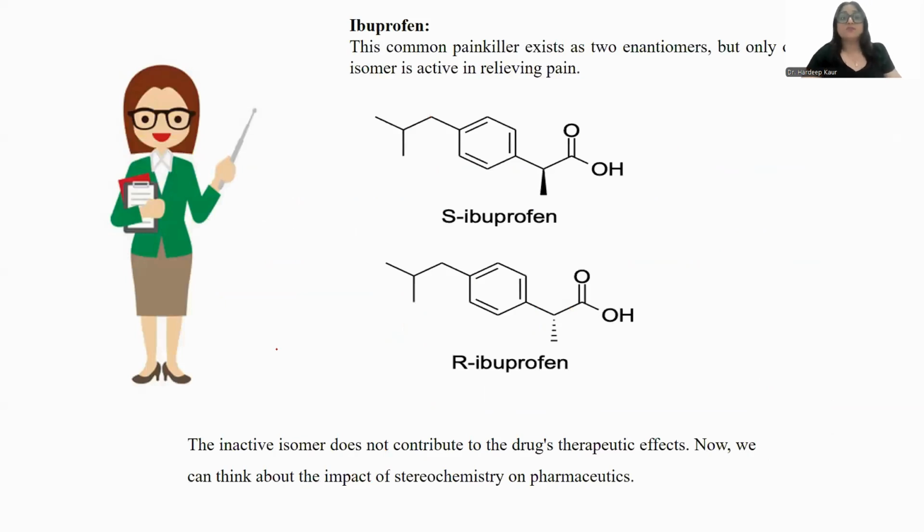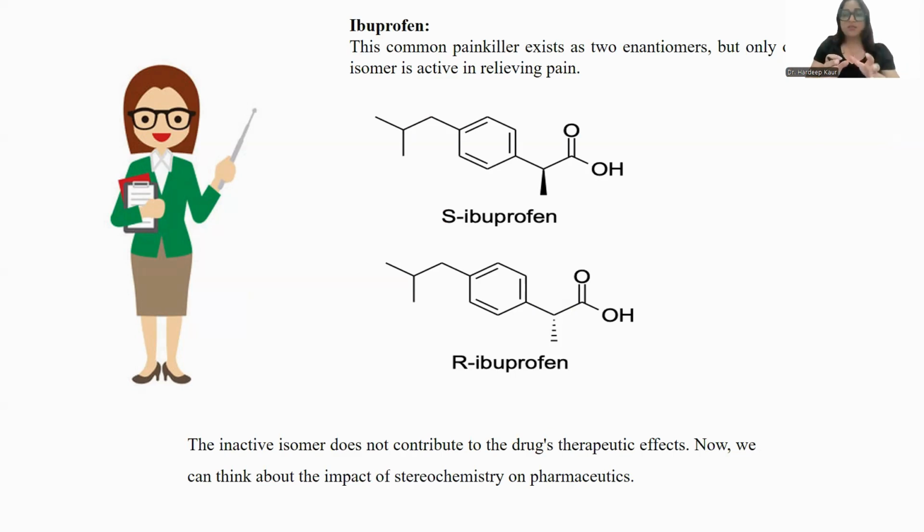Another one was ibuprofen. This is also a painkiller, and many girls take this. But only one isomer is active in relieving the pain, not the other. The inactive isomer does not contribute to the drug's therapeutic effects. So now we can think about how important stereochemistry is.